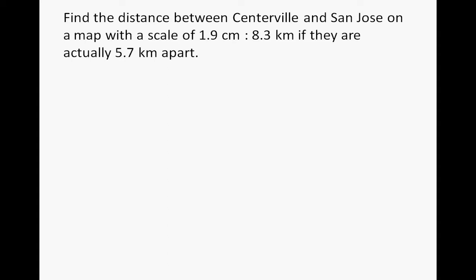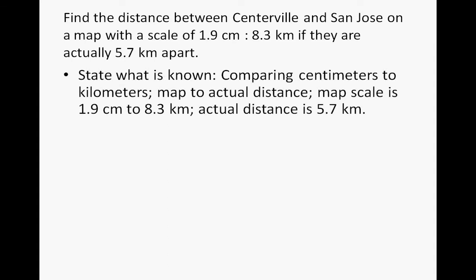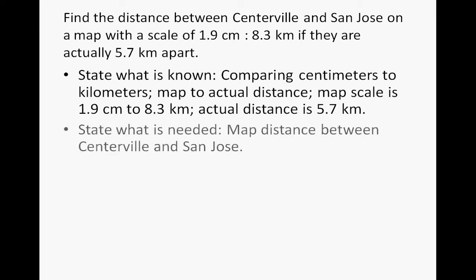So again, let's start off just like we did the rate problems. We start off by stating what we know. We know we are comparing centimeters to kilometers. We know that we are comparing the map distance to the actual distance. The map scale is 1.9 centimeters to 8.3 kilometers, and the actual distance is 5.7 kilometers. What we need to know is the map distance between Centerville and San Jose.